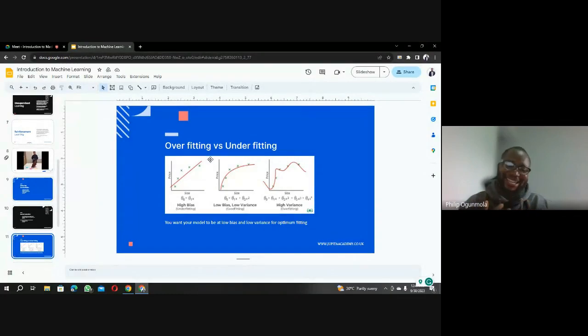So when we say that a model has high bias, it is the same way of saying that a model is underfitting. What does that mean?